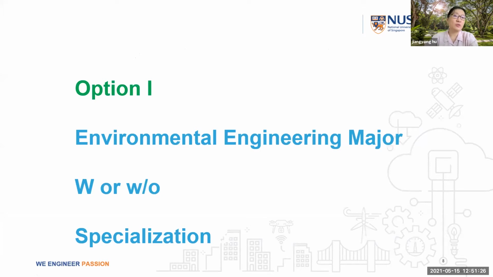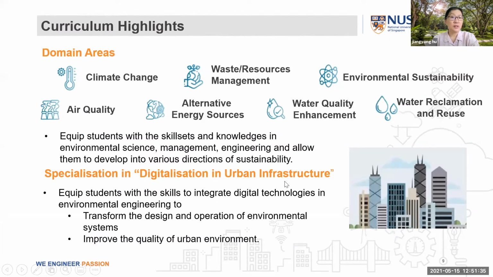So let me explain a little bit more about the options you have. Option number 1 is the environmental engineering major, with or without a specialization. Those are the areas we cover under our major. The domain areas include climate change, waste management, environmental sustainability, air quality, alternative energy sources, water quality enhancement, and water reclamation and reuse. All of those domain areas we cover under the environmental engineering major are going to equip you with skill sets and knowledge in environmental science, management and engineering, and allow students to develop in different directions of sustainability.